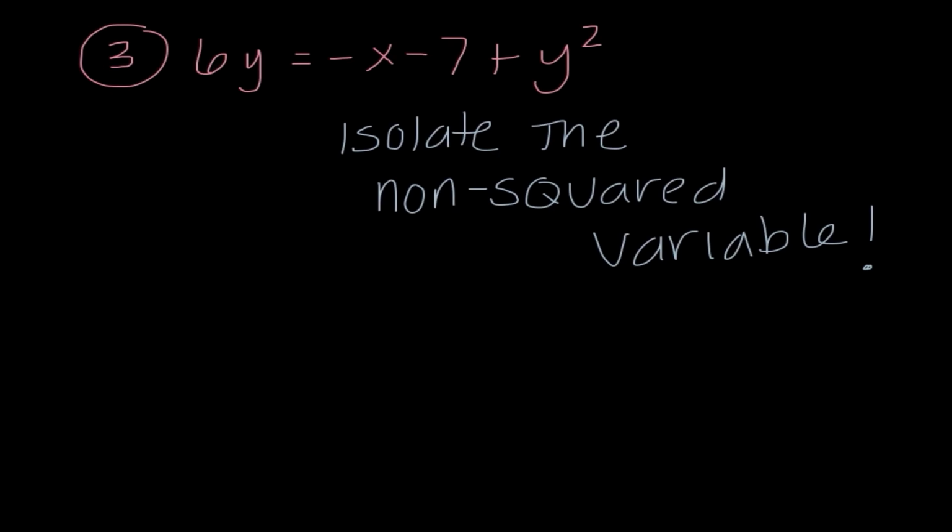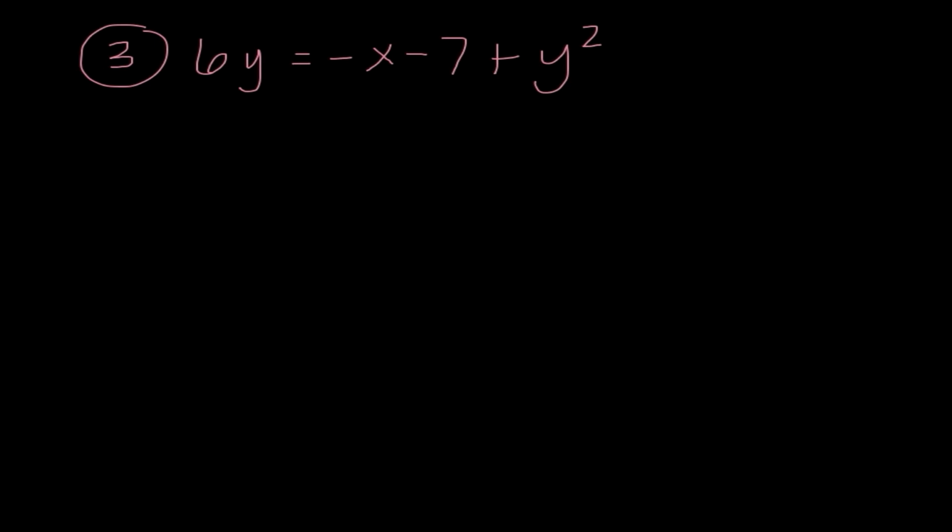So the first thing that I actually want to do here is isolate our non-squared variable, which in this case would be x. I want to get this x all by itself. So I'm going to do two things at once. I'm going to add x, and I'm also going to subtract 6y.